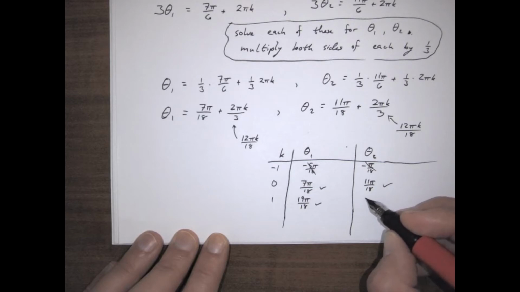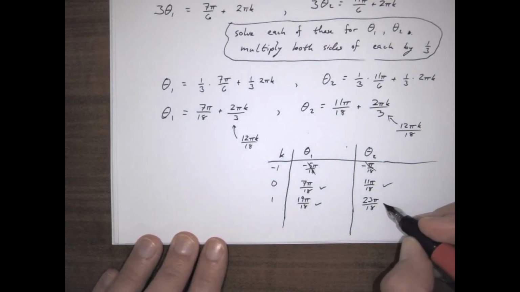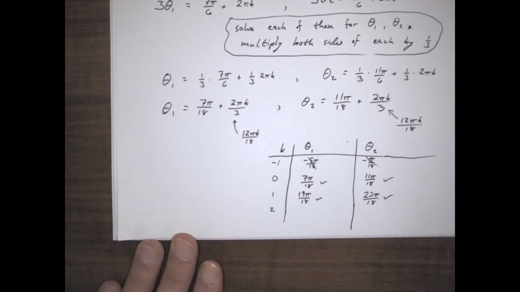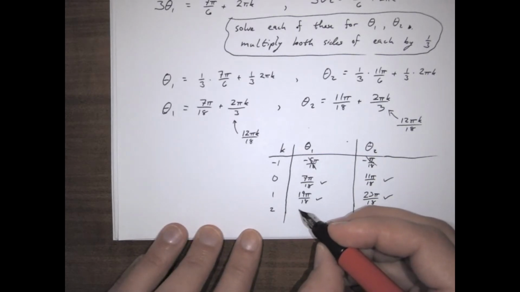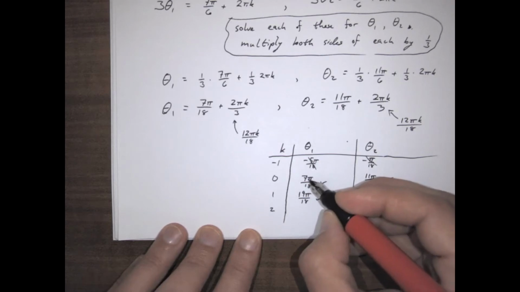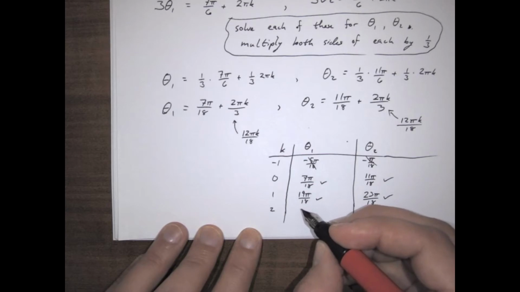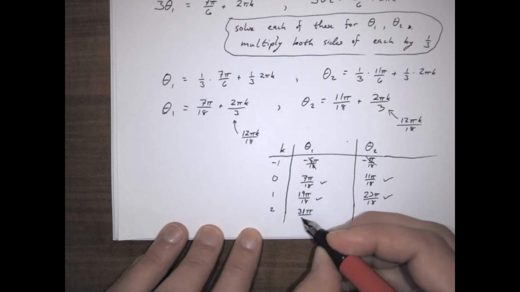So it's going to be 11 plus 12 is 23 pi over 18. And the threshold is when the top is more than double the bottom. That's when we've gone too far. So those are both still good. Now we try again. 7 pi over 18 plus 24 now. And sometimes the easiest way is just keep adding 12 to the previous numerators here. So add another 12. So it's going to be 31 pi over 18.